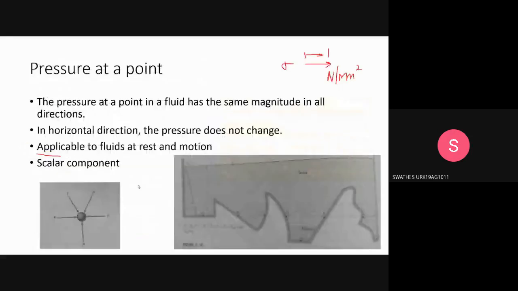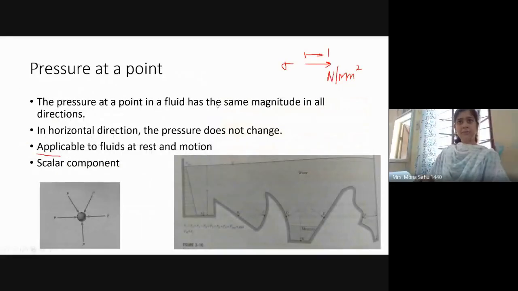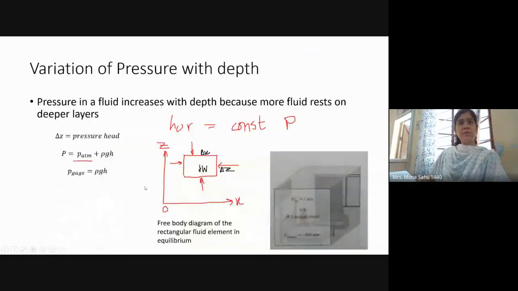No doubt. Okay. So pressure at a point is the same in magnitude and in all directions. In a particular horizontal direction, the pressure does not change. That is one of the main points we learned, and it's a scalar component. We also learned about gauge pressure, which is nothing but atmospheric pressure plus the actual absolute pressure.